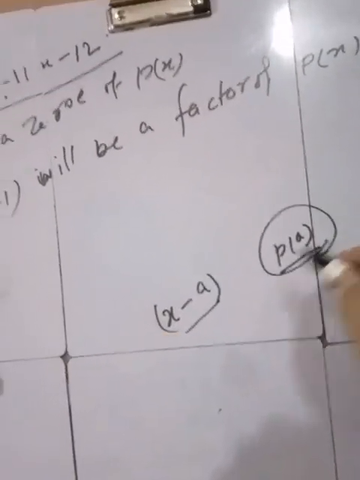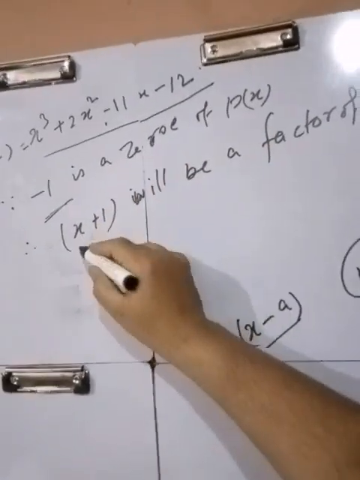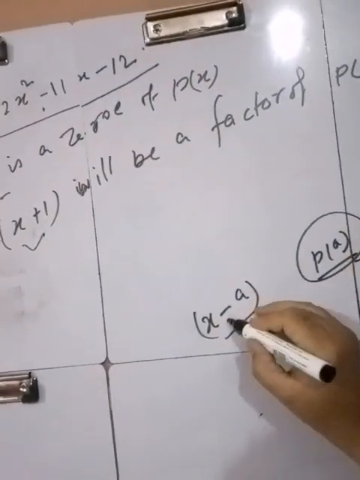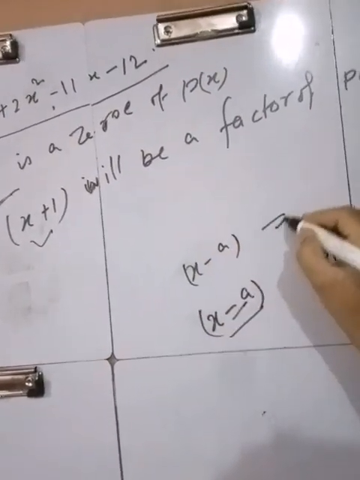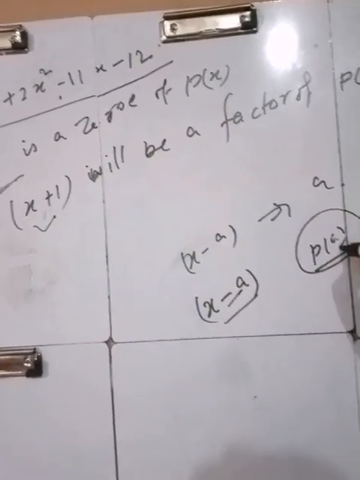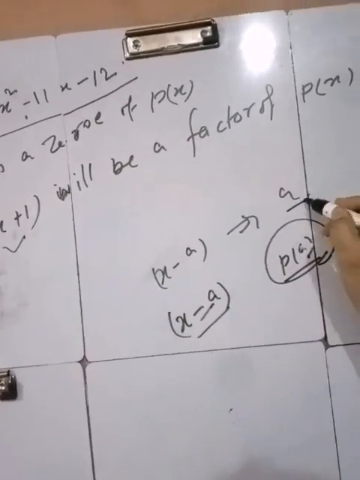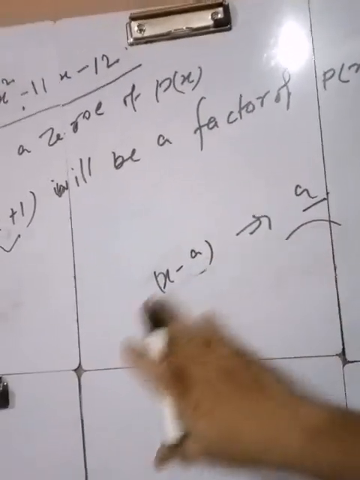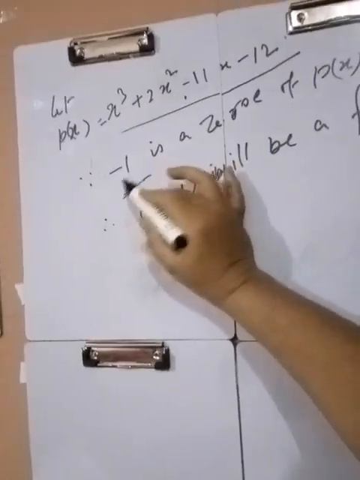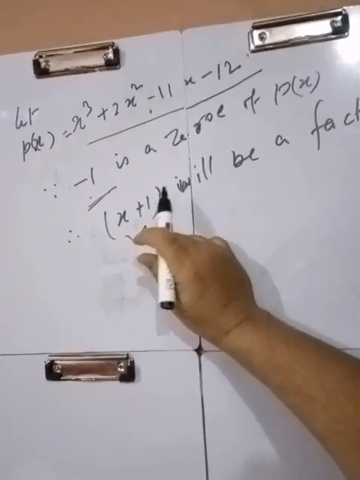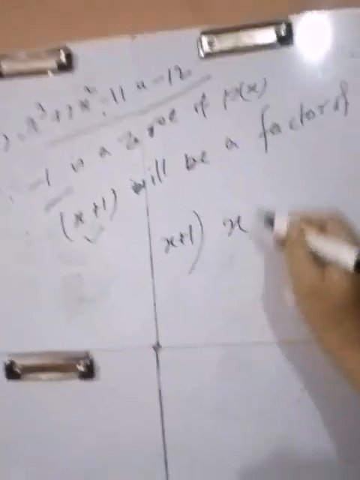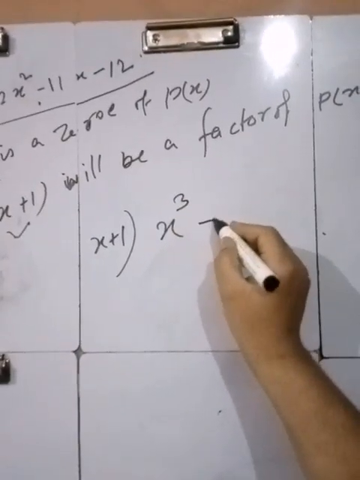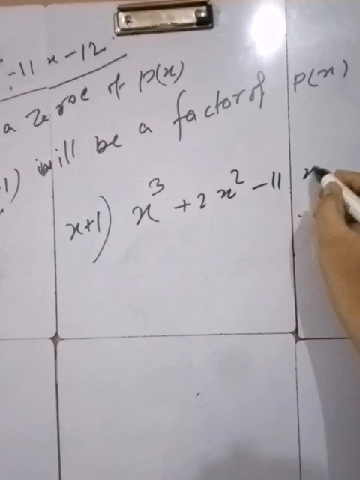So according to this, if x minus a is a factor, then a will be the zero, because we are putting a here. Similarly, if a is a zero, then x minus a will be the factor. That means the sign is being changed. So if minus 1 is the zero, then x plus 1 will be the factor. So now what I do? I divide this polynomial by x plus 1. Which polynomial? This x cube plus 2x square minus 11x minus 12.